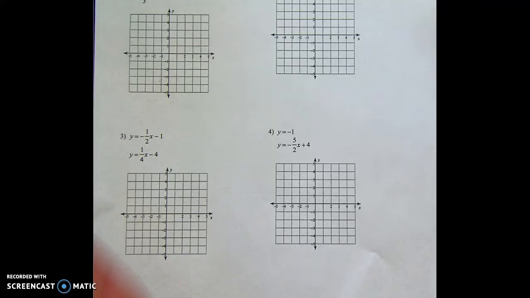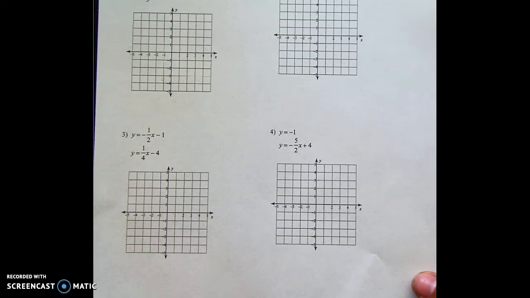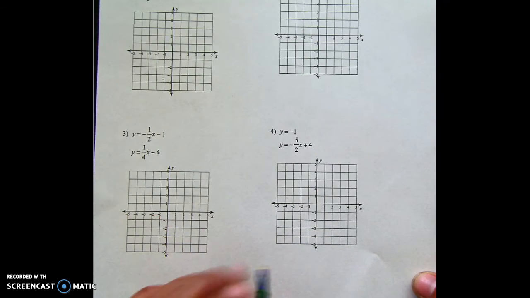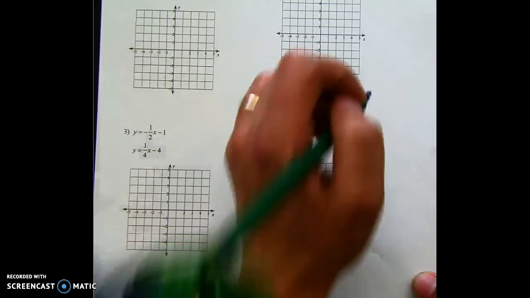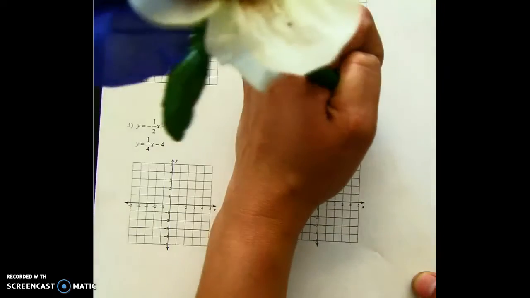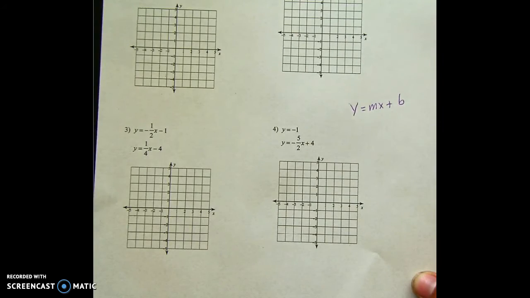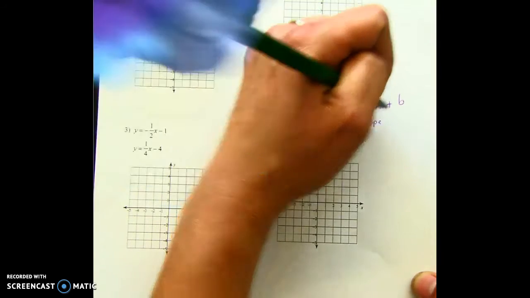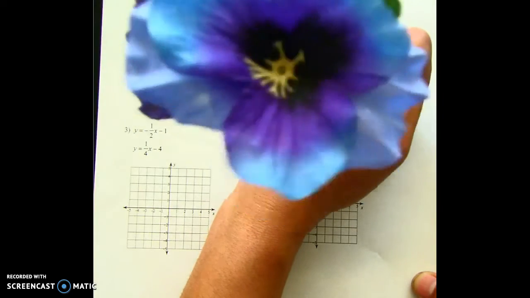Hello class. So today we learned about graphing system of equations, which just means we are graphing two equations instead of one on a coordinate plane. Remember, we are graphing in y equals mx plus b, and m is my slope and b is my y-intercept.